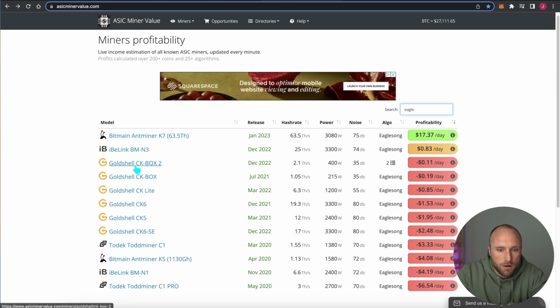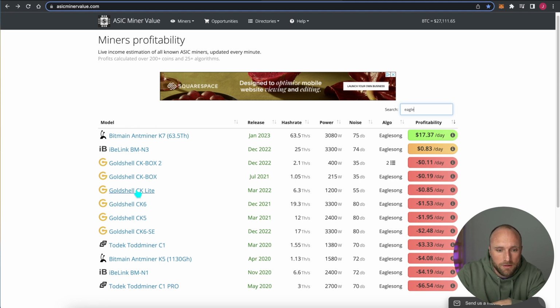So you can see here our Goldshell CK Box 2 is currently unprofitable at an 11 cent loss per day. This is assuming a 12 cent per kilowatt hour electric rate. This device hashes at 2.1 terahash per second, which is similar to what I was seeing on my dashboard today. At the full power mode, we're looking at 400 watts of power. If we compare that to the original CK Box, you've got basically double the hash rate and just under double the power. So it's a little more efficient than the original CK Box.